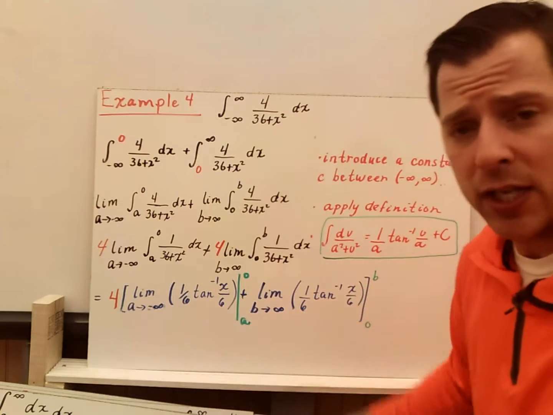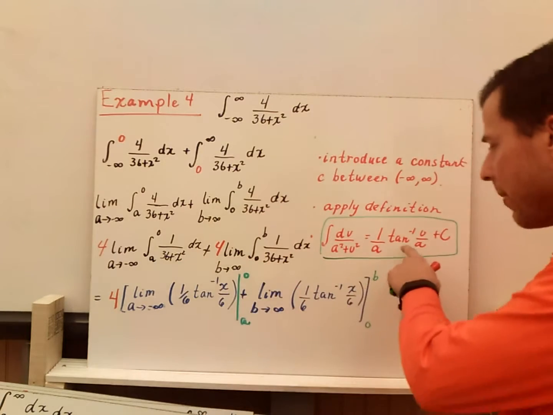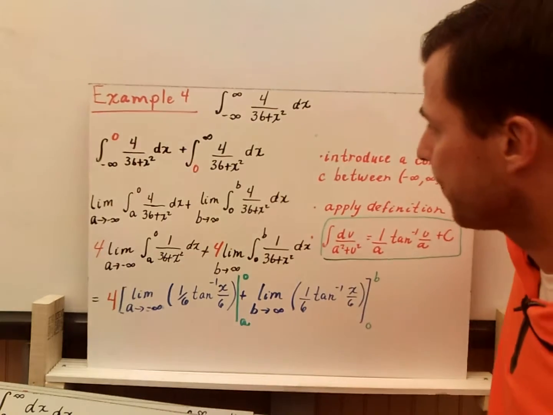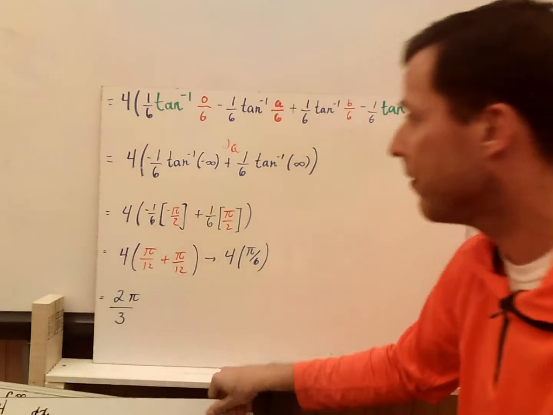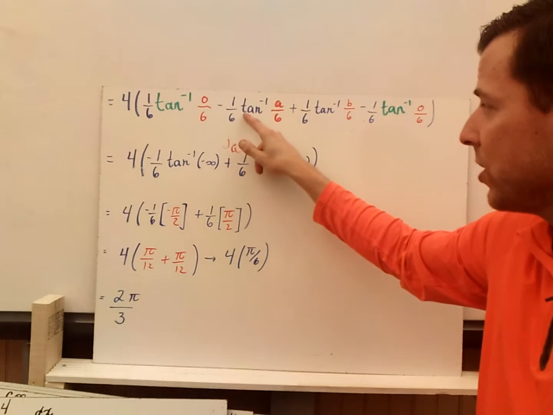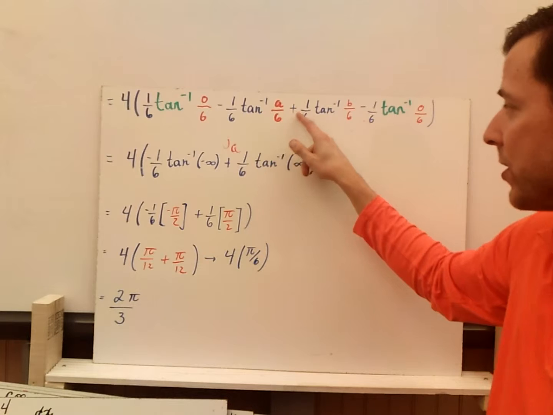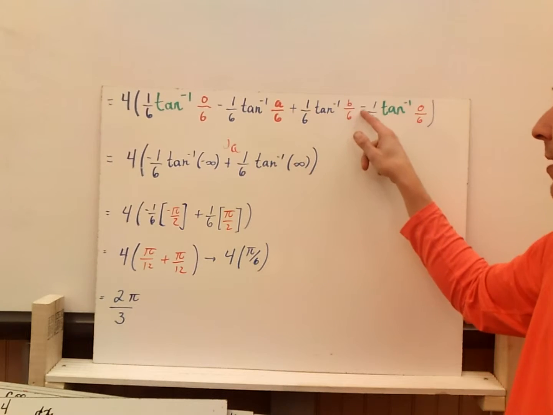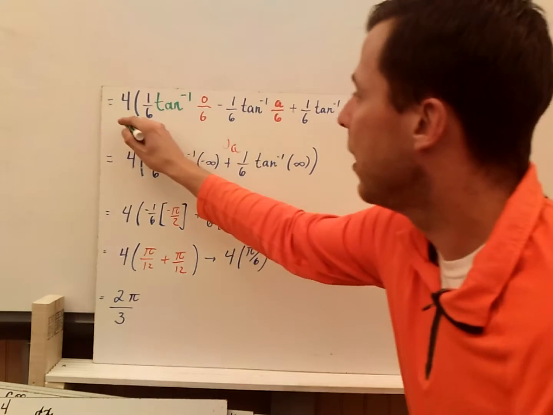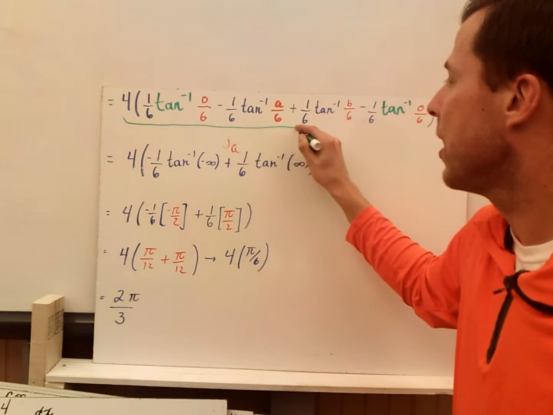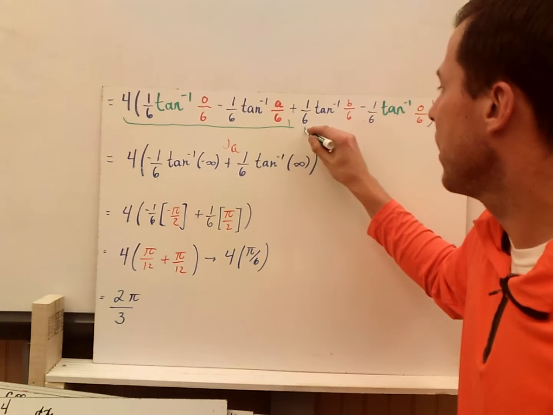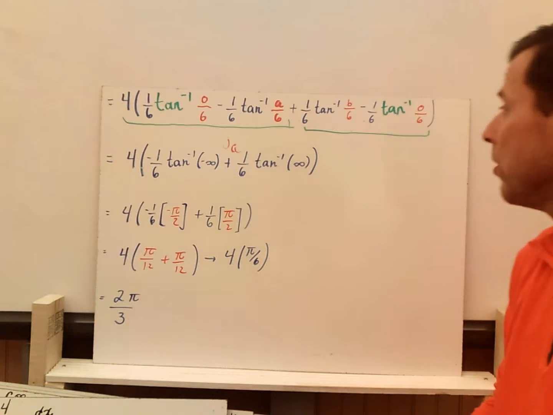So this blue step here is where I integrated the function. I applied that inverse tangent rule, and I took the 4 out front. It was common, so I brought it out front. Now we'll just clean up the algebra. So we have the 4 out front, 1/6 inverse tangent of 0 over 6 minus 1/6 inverse tangent of a over 6, plus 1/6 inverse tangent of b over 6 minus 1/6 inverse tangent of 0 over 6. So here is from a to 0, right there, and this right here is from 0 to b.